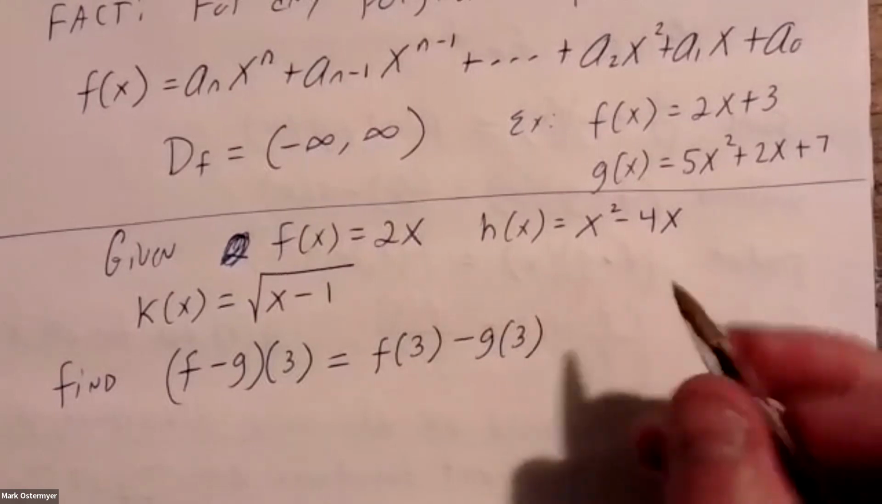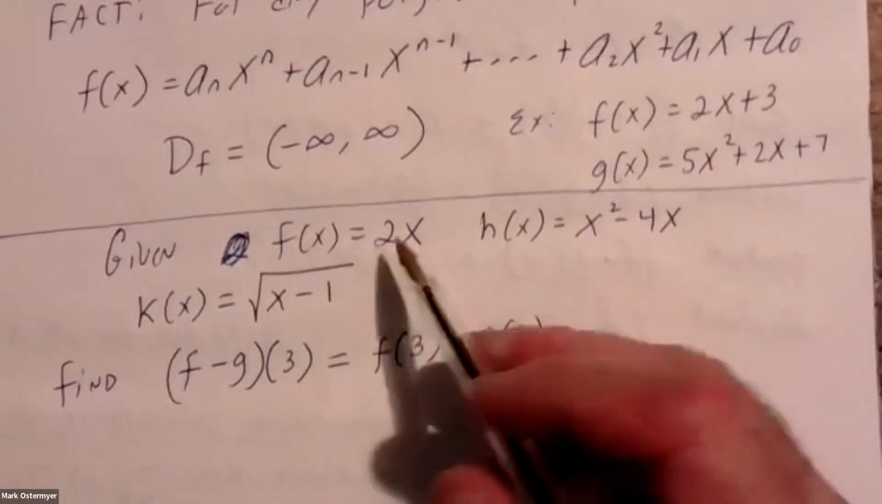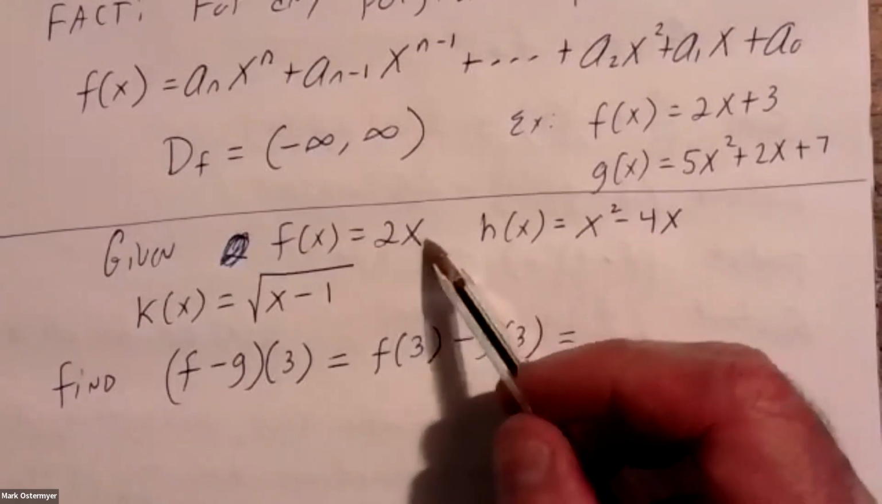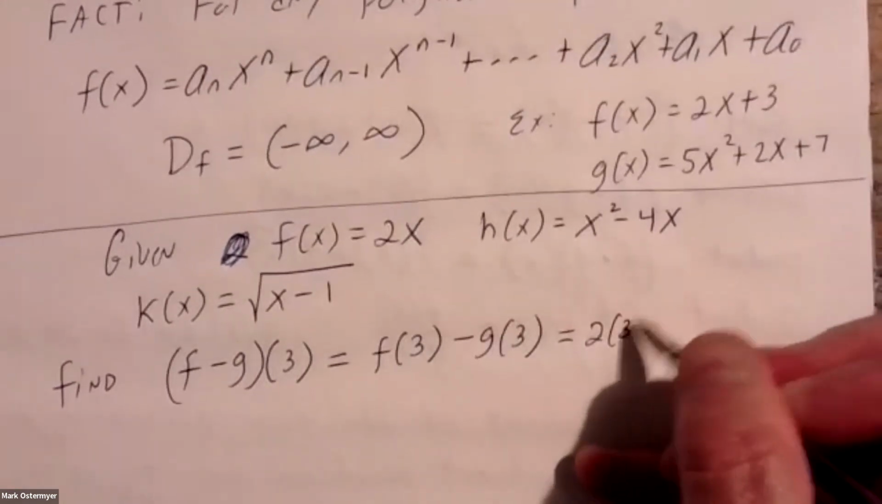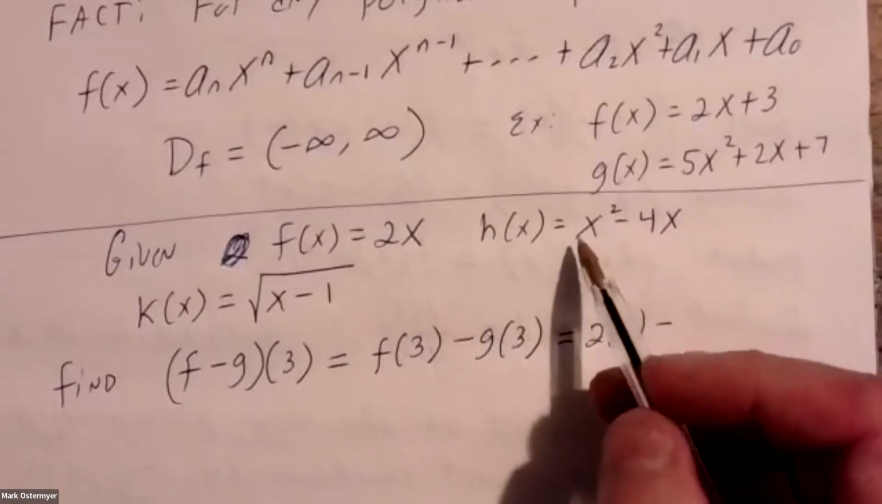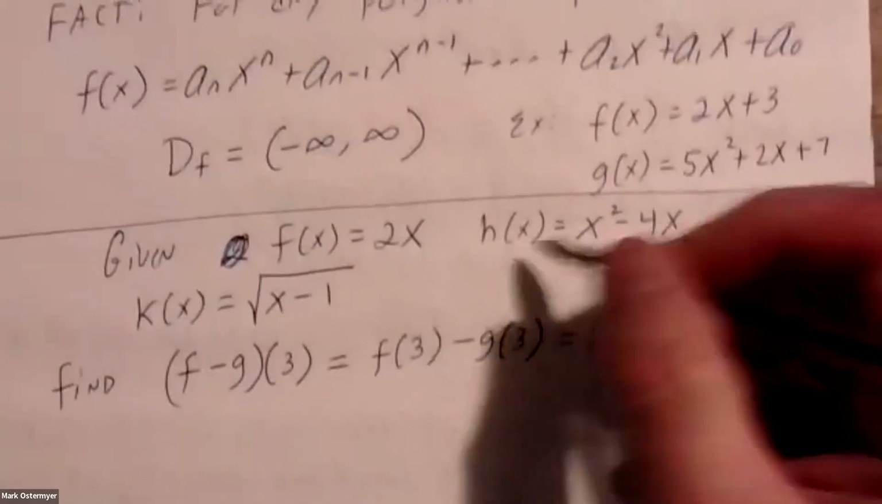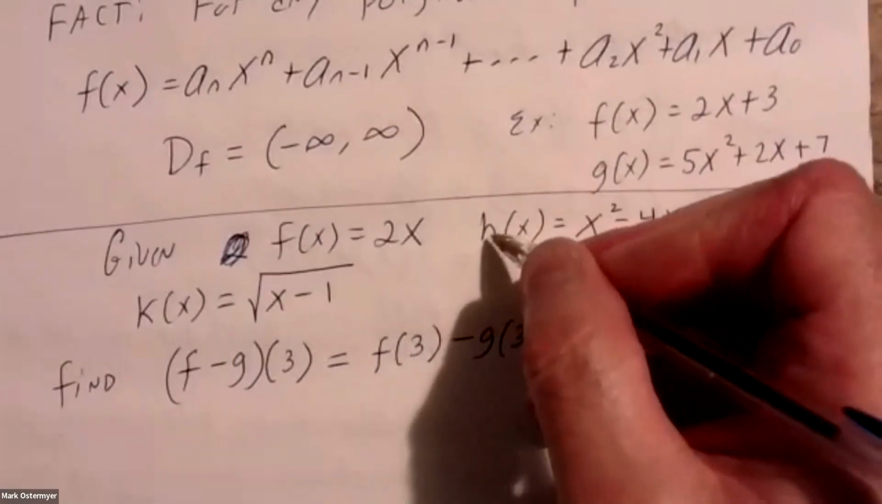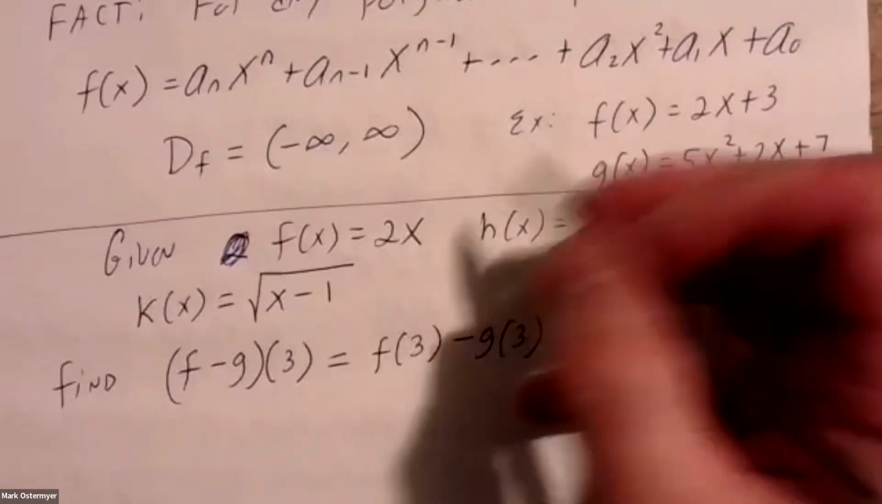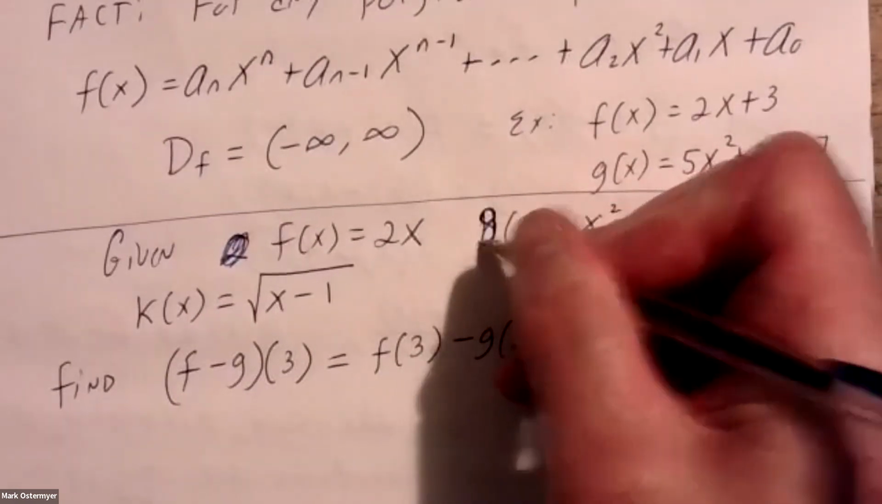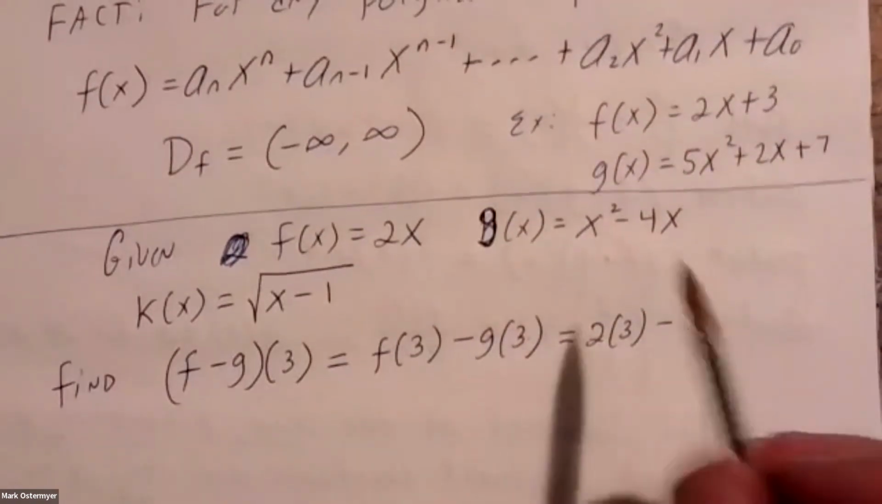f of 3 means we evaluate function f when we put 3 into it, so f of 3 is going to be 2 times 3. g of 3 means we evaluate function, did I say g here? Oh gosh, I meant h here. We're going to have to change this from h of x to g of x. Let's call this g of x instead. That'll fix that. Sorry about that.